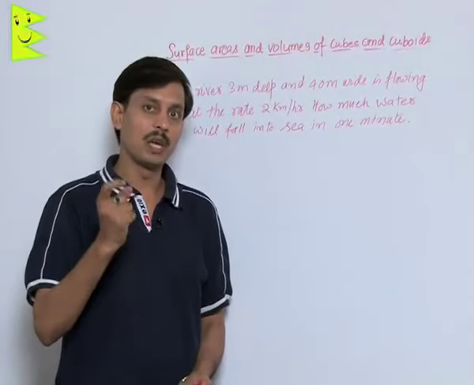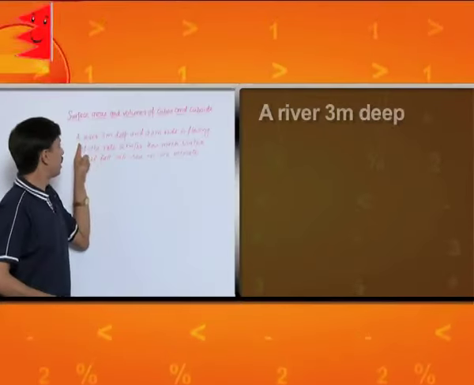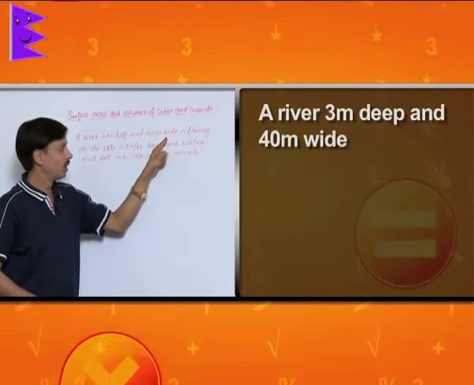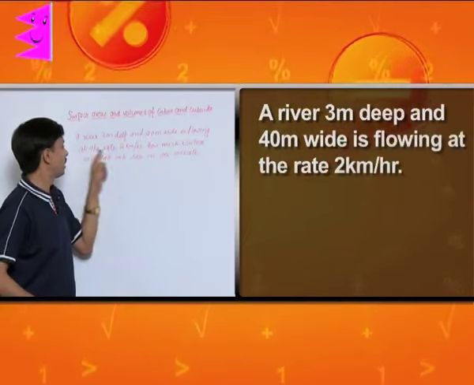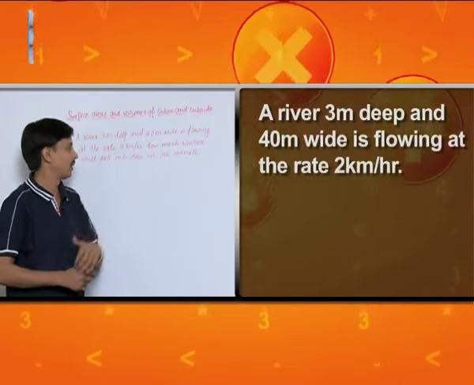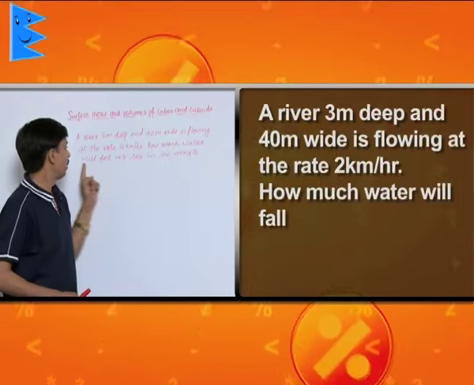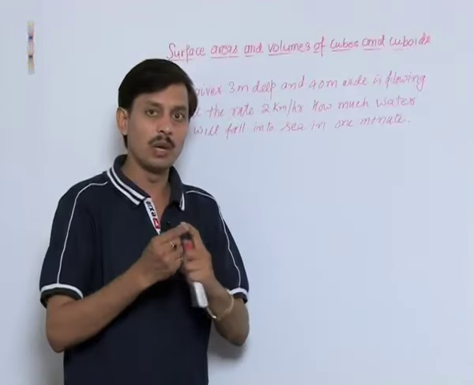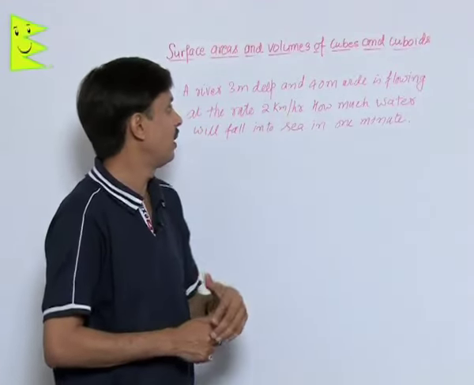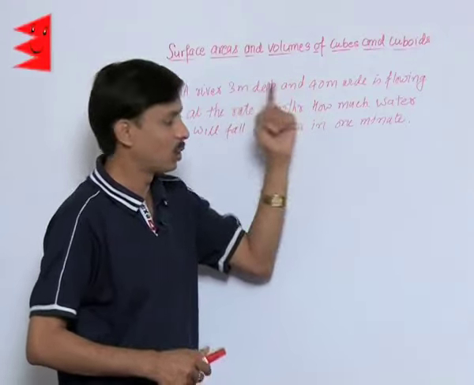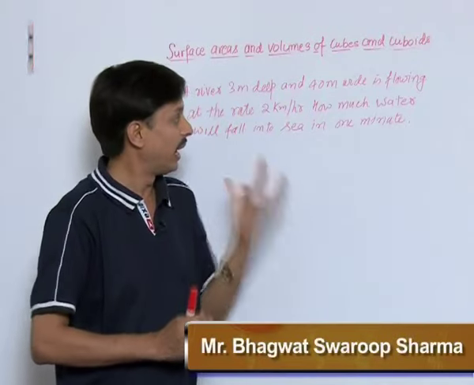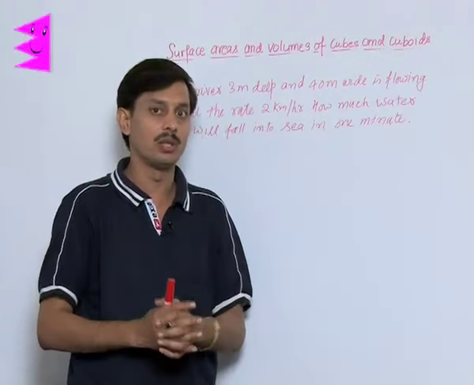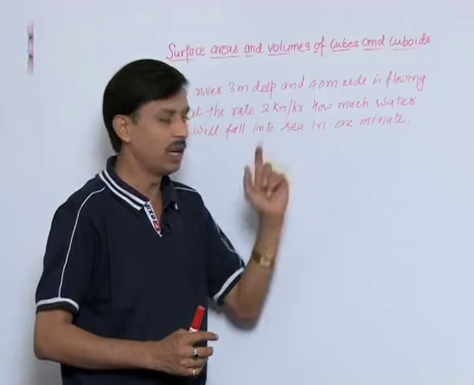One problem based upon the volume. A river 3 meter deep and 40 meter wide is flowing at the rate of 2 km per hour. How much water will fall into the sea in 1 minute? Here the speed of the water is given in kilometer per hour, whereas the depth and width of the river are given in meter, and the time required is 1 minute. So we need to be very conscious about the units.